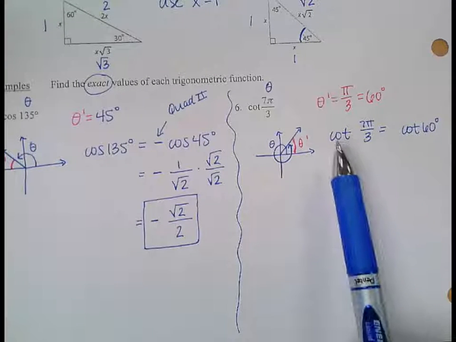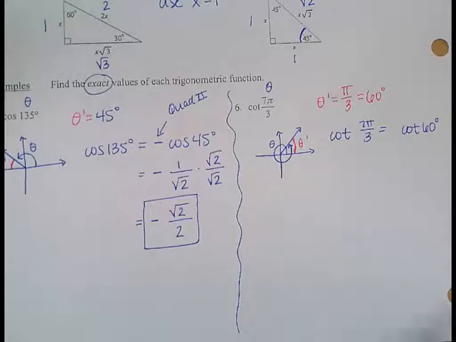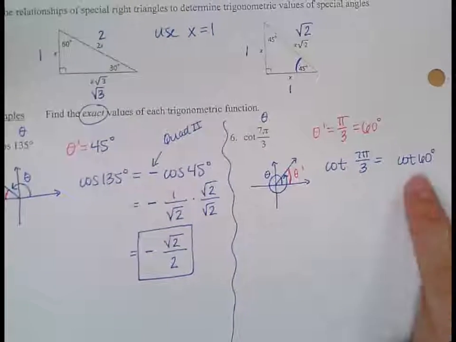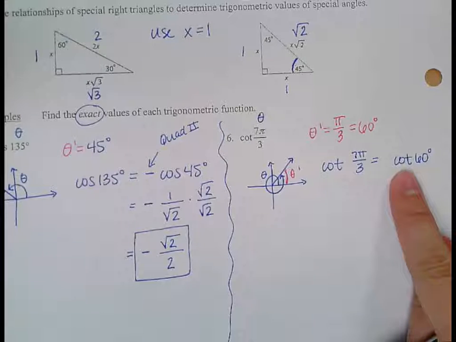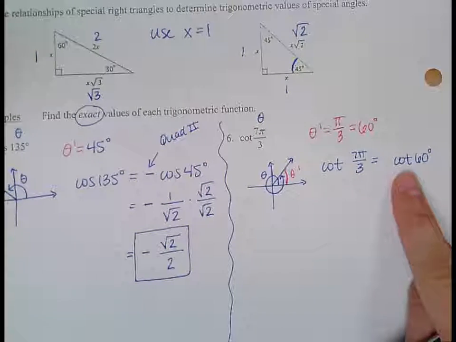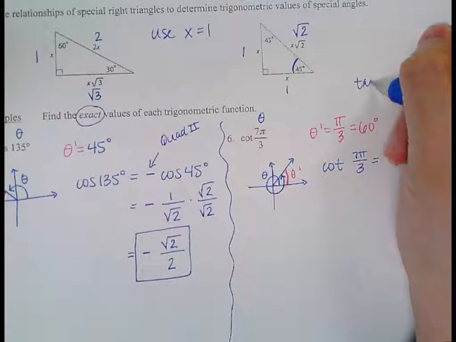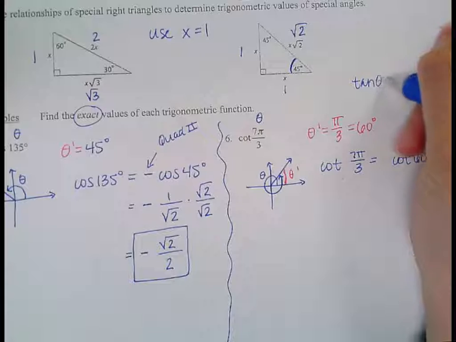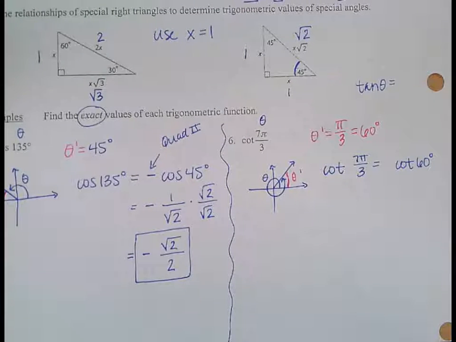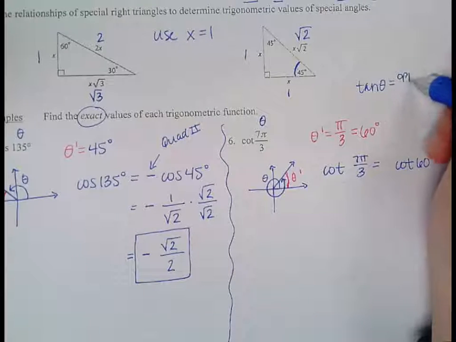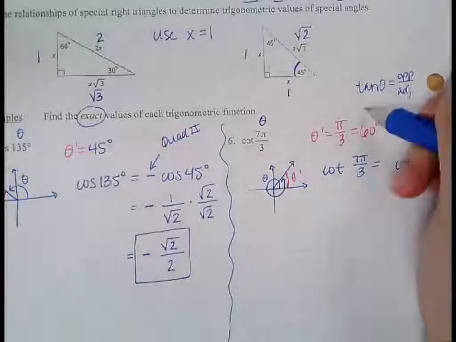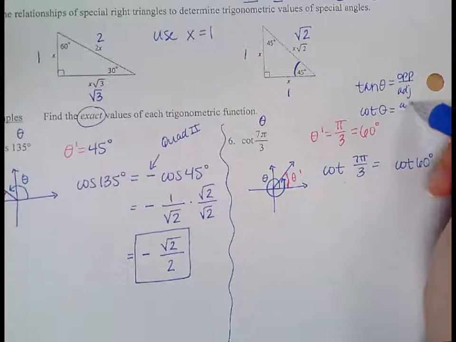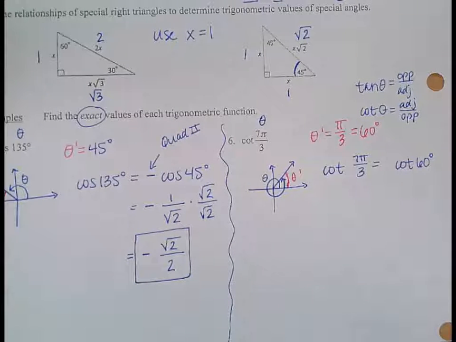And then to find cotangent of 60 degrees, cotangent is a reciprocal function. What is it the reciprocal of? Sine, cosine, or tangent? Tangent. Tangent of an angle is what ratio in terms of opposite, adjacent, hypotenuse? What ratio is tangent? Opposite over adjacent, TOA. Meaning then cotangent is adjacent over opposite. It's the reciprocal.